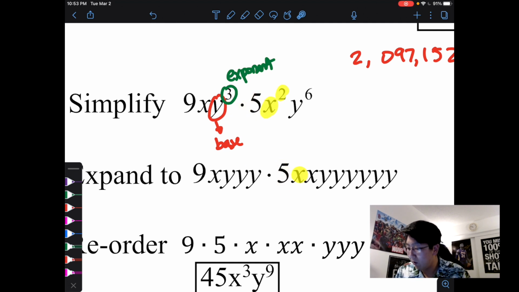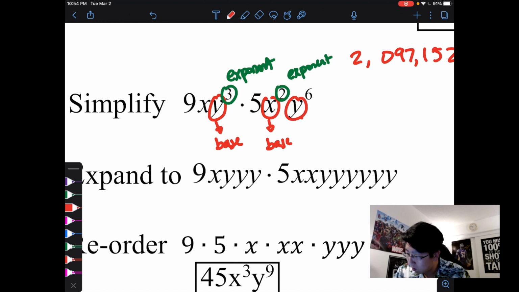Times 5 x squared, which means x times x, times y to the 6th power: 1, 2, 3, 4, 5, 6. So x right here is the base, and 2 is the exponent. Same thing here: y is the base, and 6 is the exponent.